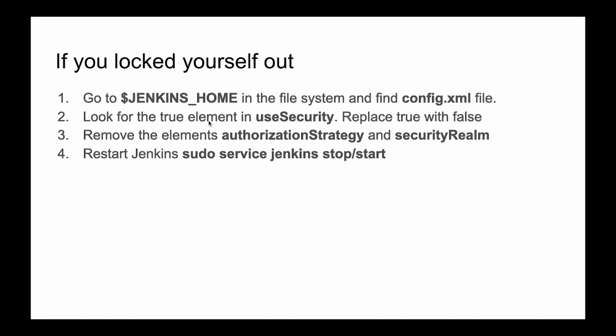In this case, you can just go to Jenkins home and open your config.xml file, which holds all the configuration, and delete the security access. You need to change useSecurity, set it to false, and then remove two sections in this config file. After that, you need to restart the Jenkins server.